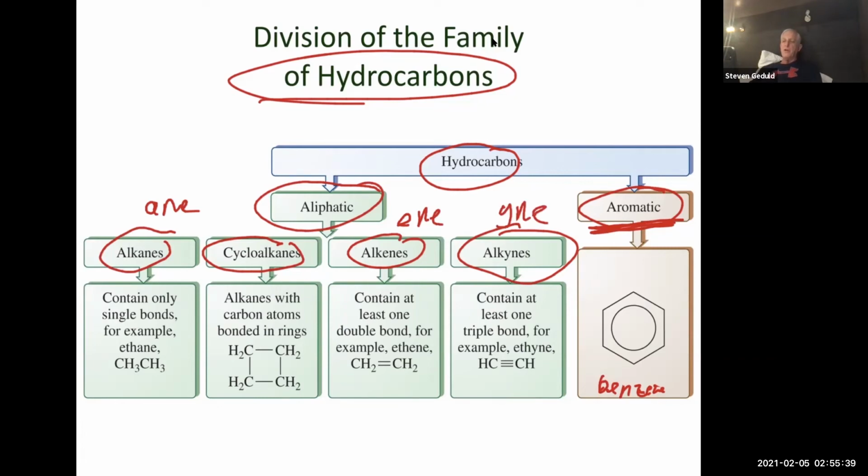So those are your aliphatic hydrocarbons. There's alkanes, ANE, is single bonds. There's cycloalkanes, which means they're in a cyclical structure. There's alkenes, which are ENE, which means double bond, and YNE means triple bond.